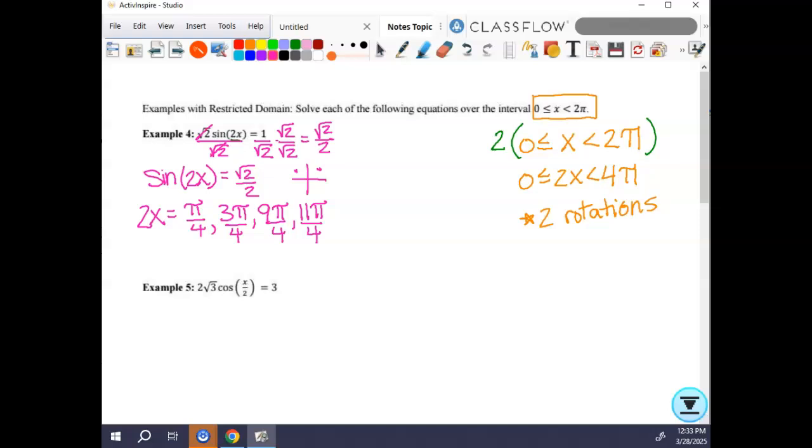So the general form is the angles plus 2 pi k, but I could have more than 2 rotations, it depends on how many rotations I have. But just like the other side, I don't care about 2x. I want x. What am I going to multiply this by? 1/2. And when I do that, I get that x equals pi eighths, 3 pi eighths, 9 pi eighths, and 11 pi eighths. Okay. What questions do you have? Anything?